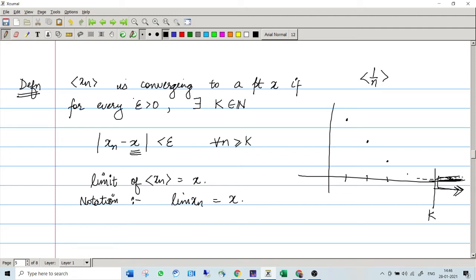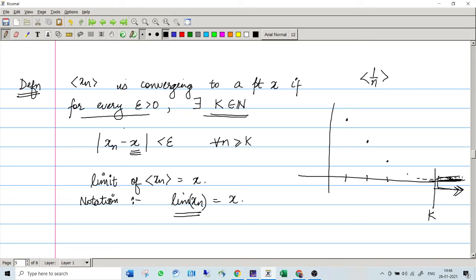That is, we say that a sequence is converging to a point x if for every epsilon greater than 0, we can locate a natural number k such that the distance between xn and x, which is given by |xn minus x|, is less than that epsilon for every n greater than or equal to this k, right? And we call this x the limit of the sequence xn, denoted by lim xn, right?